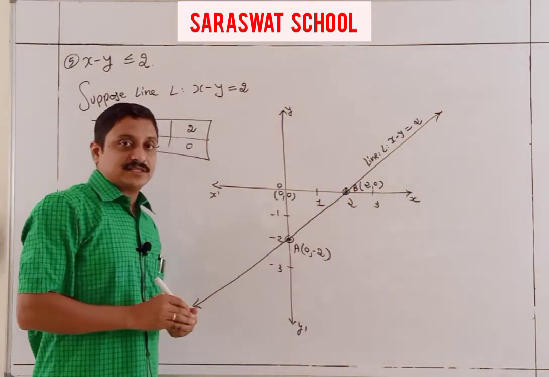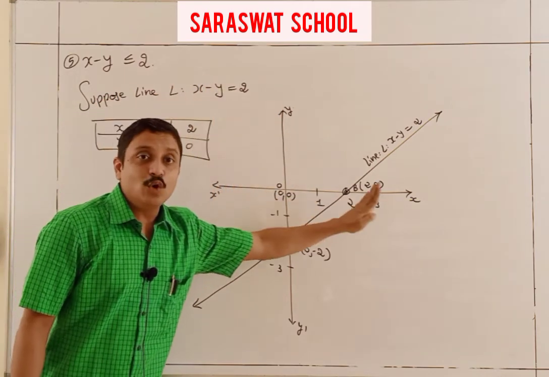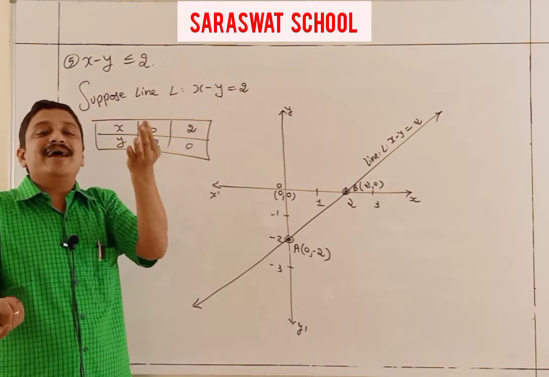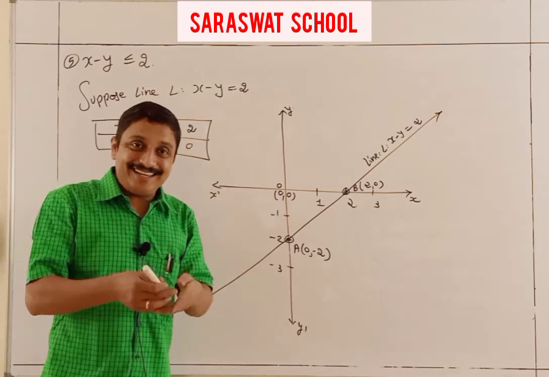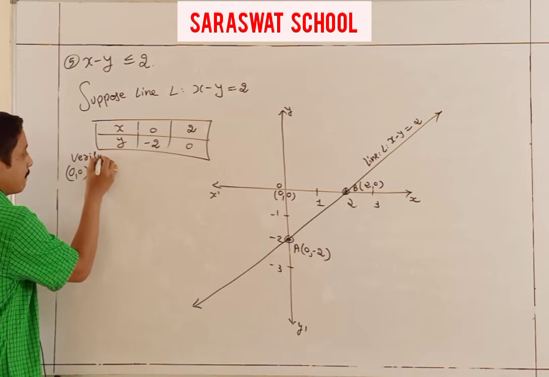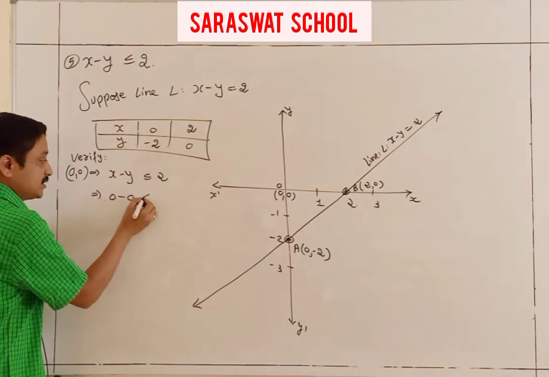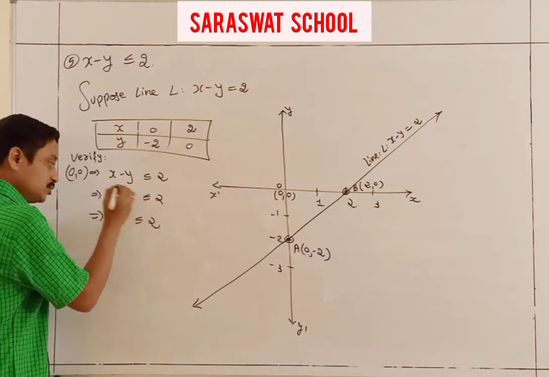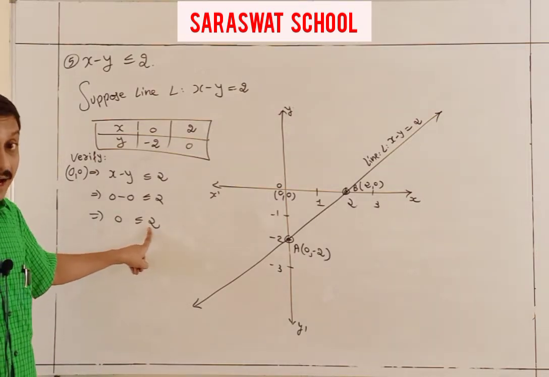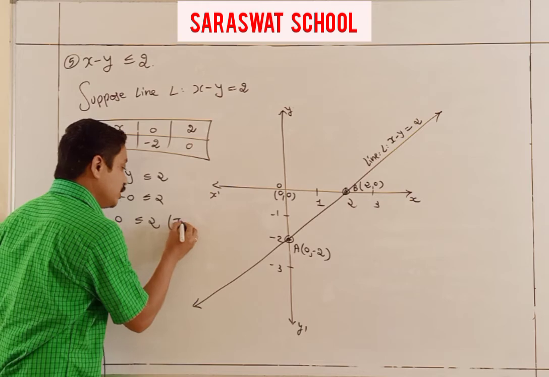Here, students, wait. Your question has equal to, which means closed half plane. These are the lower half plane and here the upper half plane. How can we derive the shading? The best way is checking the origin. Here I check 0, 0 to verify. So x minus y less than or equal to 2: apply 0 minus 0. Check: 0 less than or equal to 2. It is true, definitely, because 0 less than 2 is correct. 0 is not equal to 2, but if any one case is true, your answer is true.